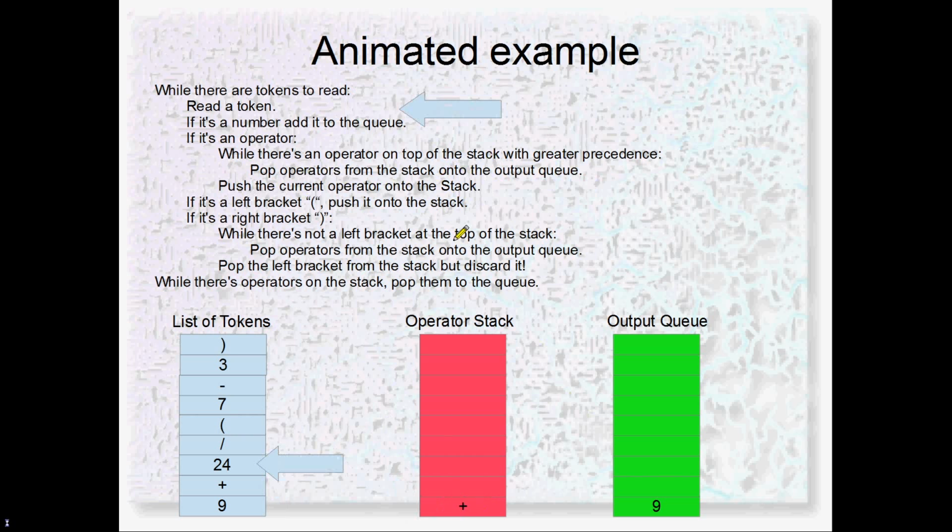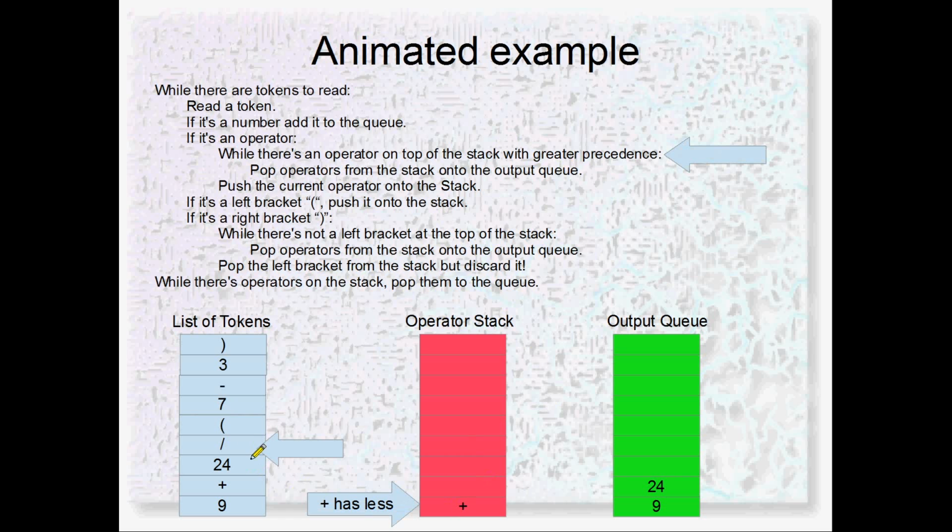There it goes. Alrighty, then we read a token. It's a 24. That's a number, so we add it to the queue. We read another token. This is an operator, the division symbol. And while there's an operator on top of the stack with a greater precedence, we're supposed to pop operators from the stack. But the only operator on the stack is a plus, and plus has less precedence than divide.